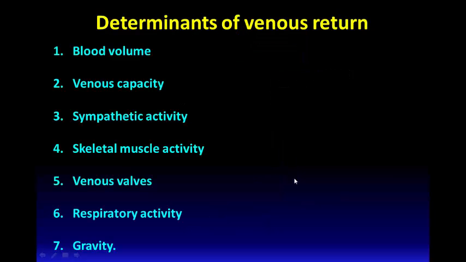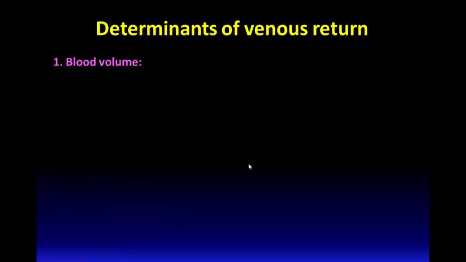Now, let's elaborate more on the factors which determine the venous return. These factors include the blood volume, the venous capacity, sympathetic activity, the skeletal muscle activity, venous valves, the respiratory activity, and also gravity.